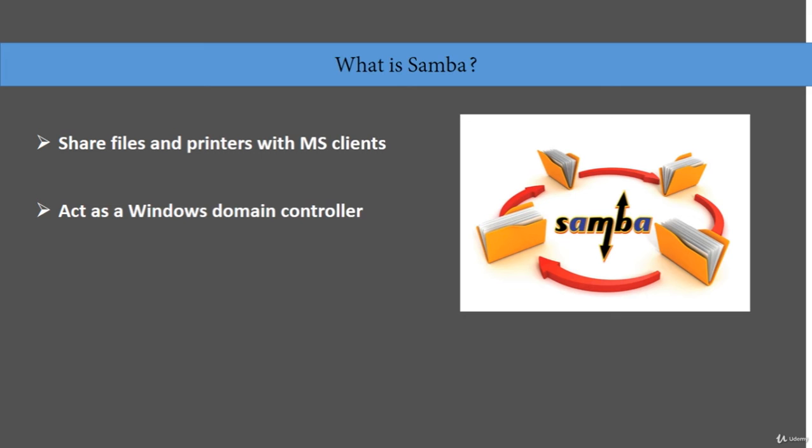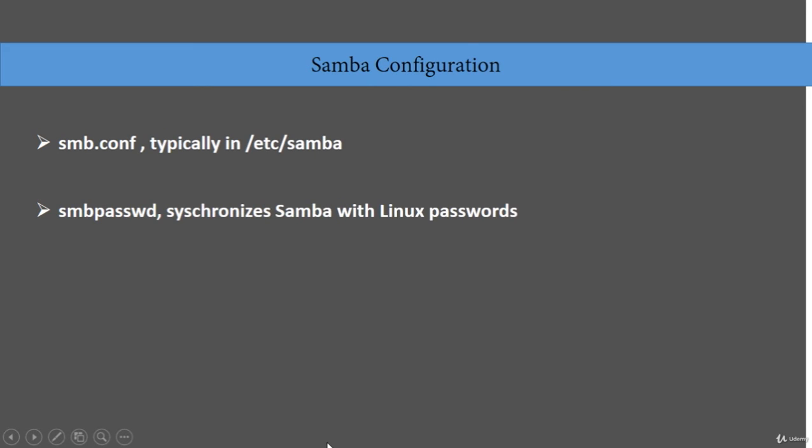Okay, and there are two files that are mainly going to be our concern in this section about Samba. One is called smb.conf. It's typically located under /etc/samba. That's the default location, and this is the file that we use in order to configure our setup. The second file, which is going to be configured indirectly, is the SMB password file. What that does basically is synchronize Samba passwords with Linux passwords.